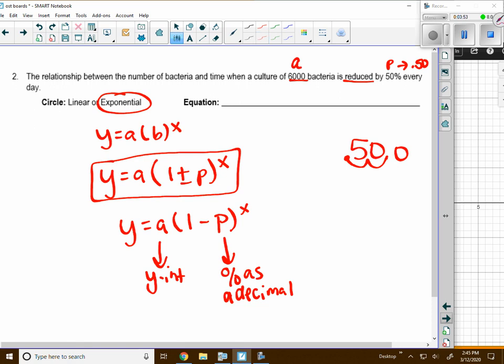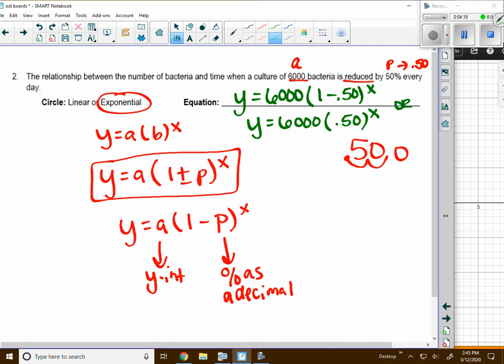So our function is going to be y equals 6,000 times 1 minus 0.50 to the power of x. We could simplify that if we wanted to. And in the middle, we would do 1 minus 0.50, which is 0.50 to x. It doesn't matter which way you write that.